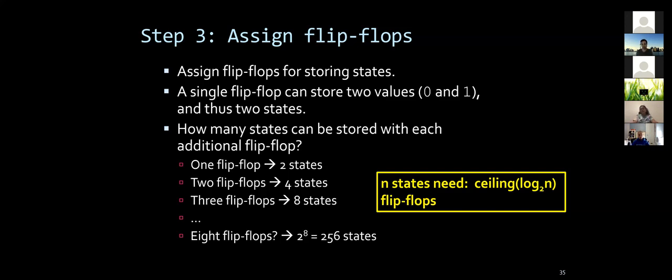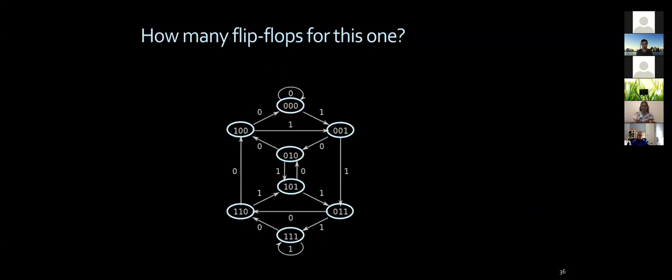So for example, if you had, I don't know, 150 states, right? 128 is not enough. 256 seems like an overkill. I had 100 extra states, but that's the only thing I have, right? So it's a ceiling of log base 2. So I still need 8 flip-flops in this case. Okay, so how many flip-flops would we need here then? Yes, it's just 3. That's correct.